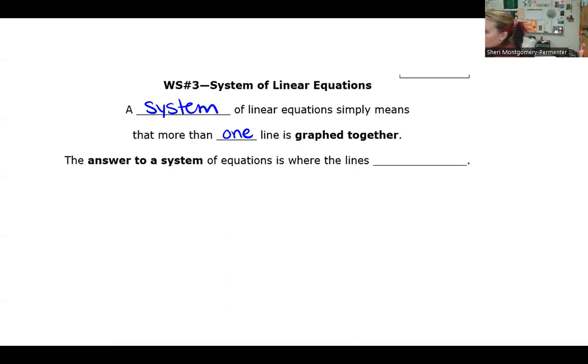We're only talking about linear equations, but they don't have to be just lines that cross each other. It could be a parabola or a U-shaped graph and a line. It could be anything. The answer to a system of equations is where the lines cross. They could also just touch. And the math word for that is intersect. The lines can cross, they can touch, where they intersect, it's all the same thing.